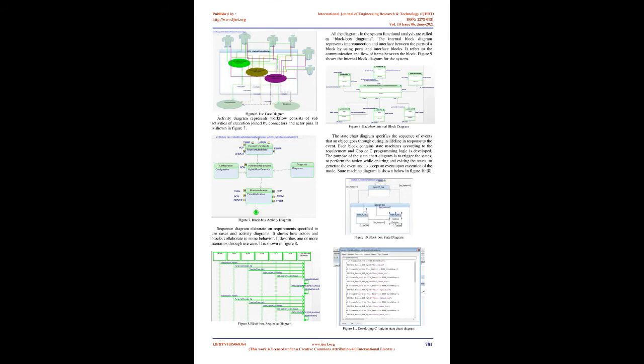All the diagrams in the system functional analysis are called as black box diagrams. The internal block diagram represents interconnection and interface between the parts of a block by using ports and interface blocks. It refers to the communication and flow of items between the blocks. Figure 9 shows the internal block diagram for the system. Figure 6. Use case diagram.